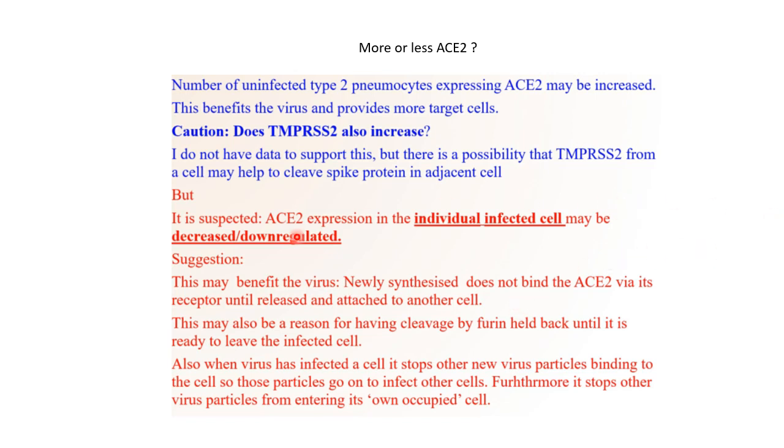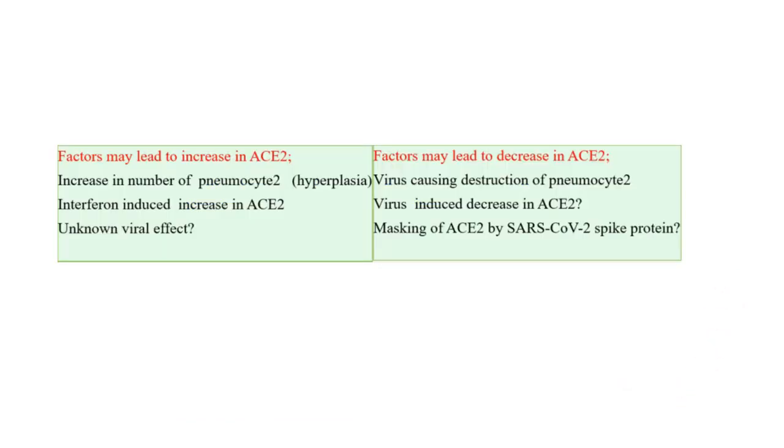That is the strategy the virus would use for its own benefit. So factors may lead to increase in ACE2: increase in number of pneumocytes, hyperplasia, interferon-induced increase in ACE2, unknown viral effects. Factors may lead to decrease in ACE2: virus causing destruction of Pneumocyte2. So if cells that could express ACE2 are destroyed, then there is going to be reduction in ACE2. Virus-induced decrease in ACE2, that is synthesis, interference, and so on.